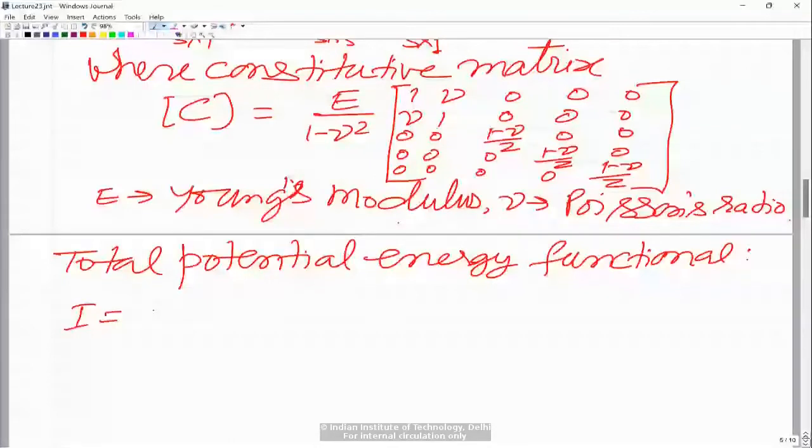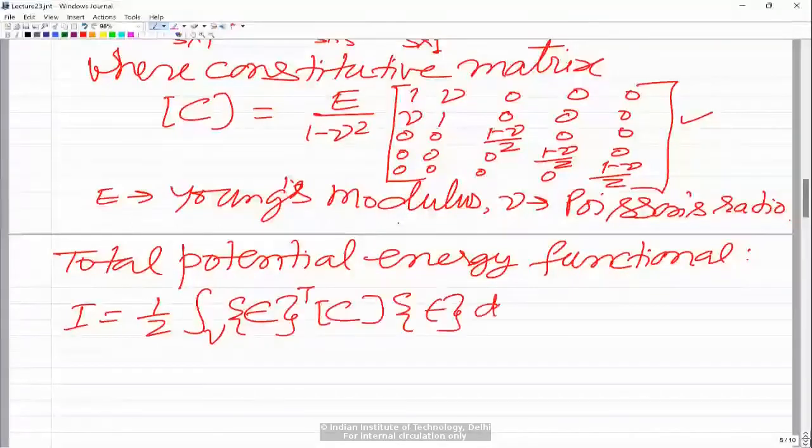The total potential energy functional consists of strain energy. We know the strain energy is half the integration over the volume of sigma transpose into epsilon, and sigma is C into epsilon. So its transpose would be epsilon transpose into C transpose. As you see here, C is a symmetric matrix, so its transpose is equal to C. So we would be able to write this as epsilon transpose into C into epsilon, integrated over the volume.